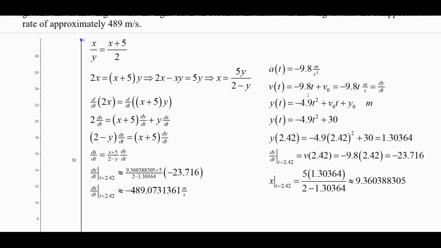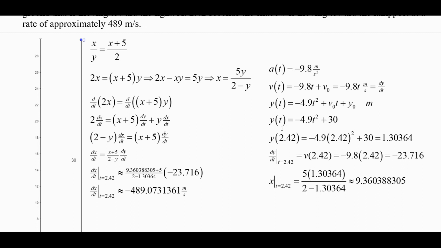Okay, so the velocity then is the antiderivative of that. So it's negative 9.8t plus v sub 0. And we just dropped the ball. We didn't throw it up or down. So the v sub 0 is 0. So it's just negative 9.8t. That's meters per second. And that's dy over dt. That's going to be important. Then y is just the antiderivative of that. So the power goes up to 2, divided by 2, that's negative 4.9t squared plus v sub 0 t plus y sub 0, and that's in meters. And the initial height was 30, so that's 30 for y sub 0. V sub 0 is 0, so that middle term goes away.